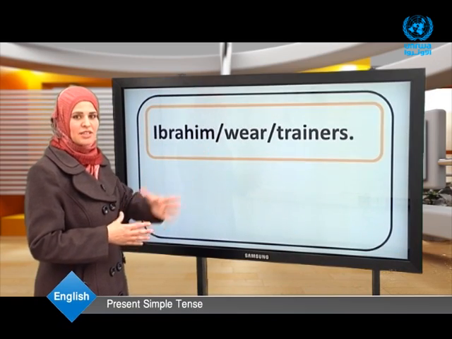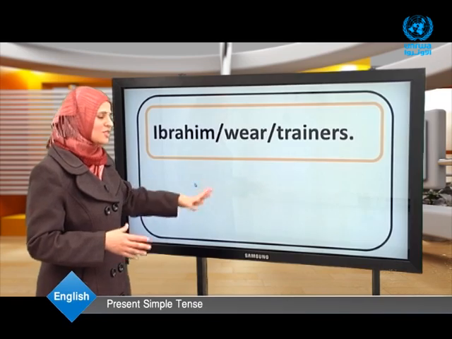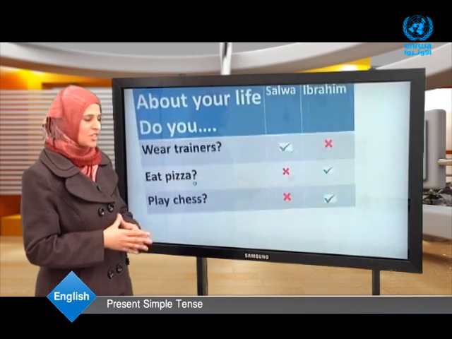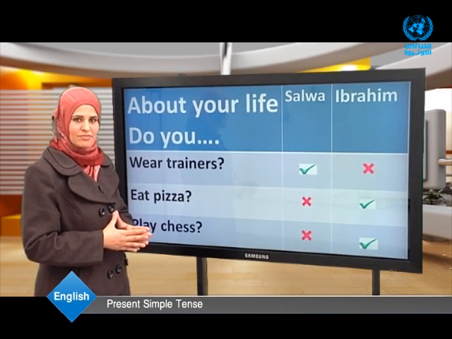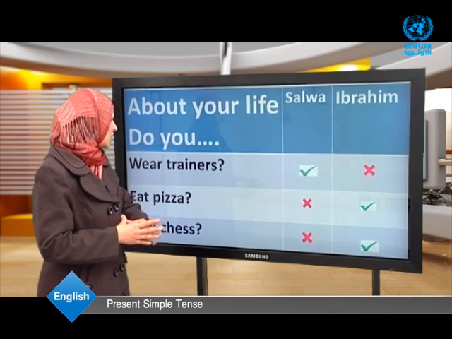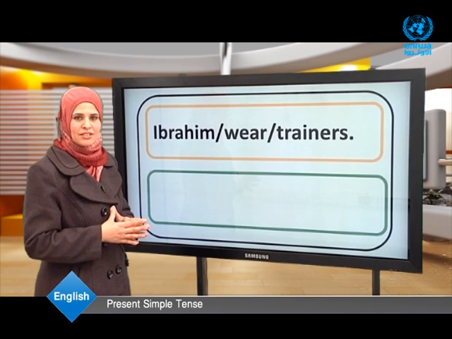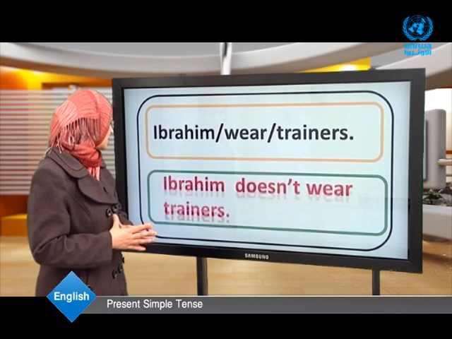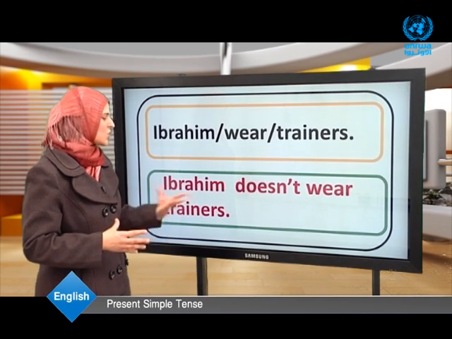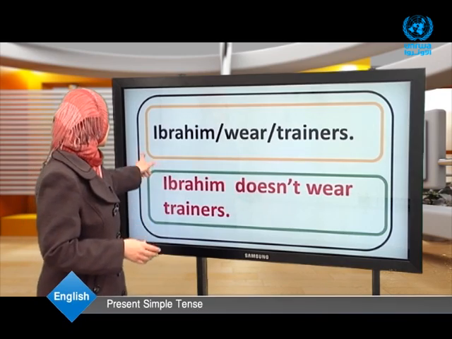Another one. Ibrahim wear trainers. Yes, let's go back to the table to remember together. Look carefully. Very good, you are. So now, give me your sentence. What is your sentence here? Well done. Ibrahim doesn't wear trainers.